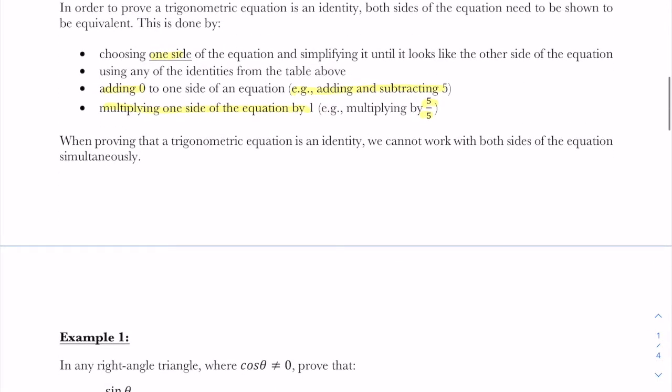All right, before we move on, one thing: when you're proving that something is an identity, you can't work with both sides. You have to work with just one side. And this is actually what makes proving identities completely different from what you're used to, but we're going to see how it's done with several examples. So let's get started.